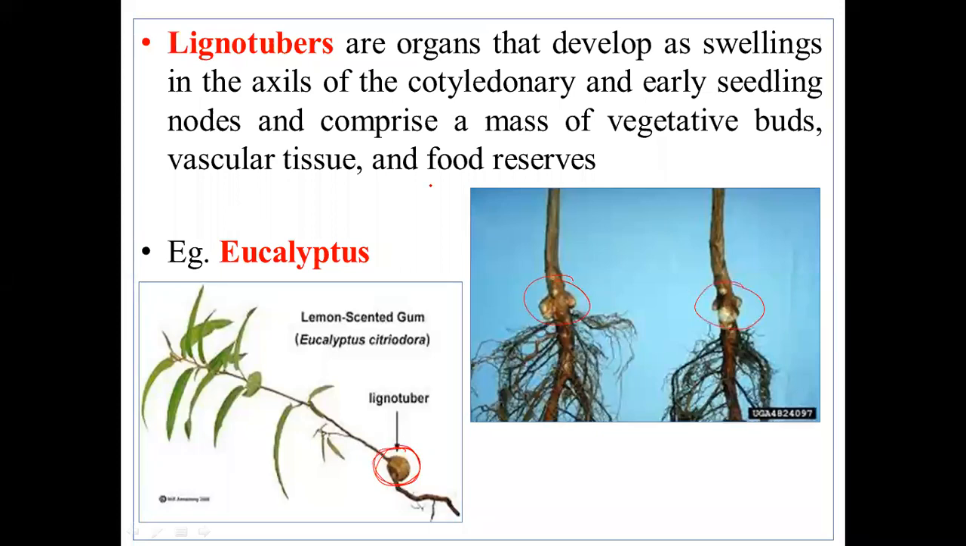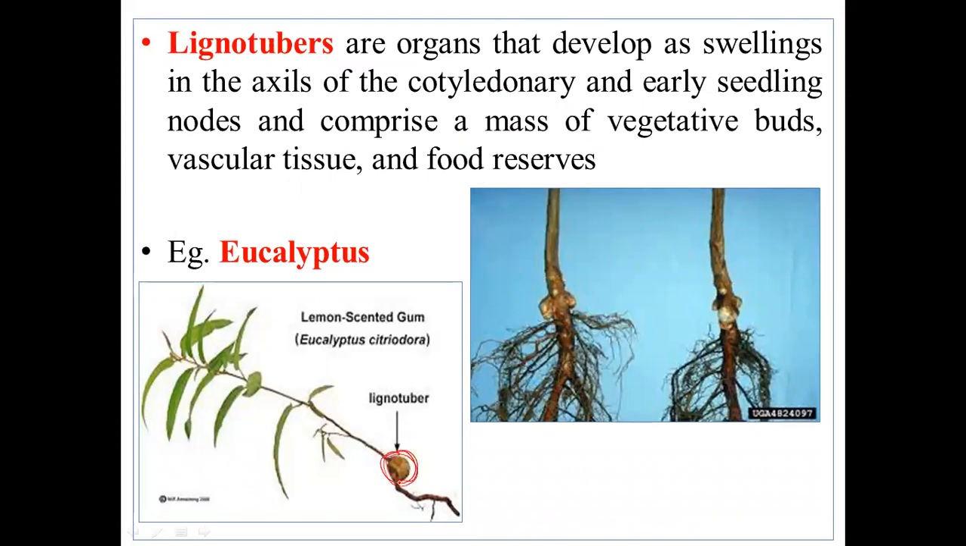That is a mass of vegetative buds in that portion, and there are also vascular tissues, and it can hold food reserves. That is the main node. In the lignotubers, these are organs that develop as a swelling in the axils of the cotyledons.